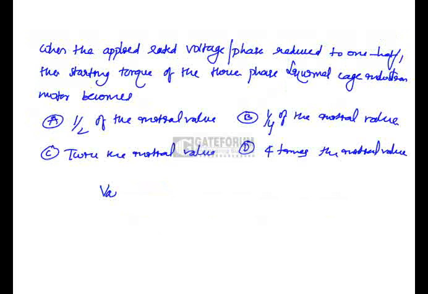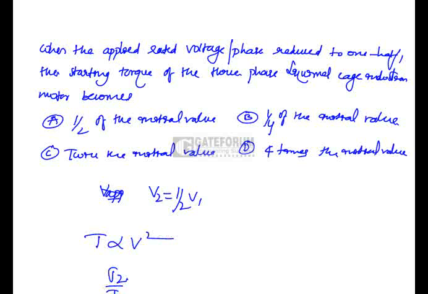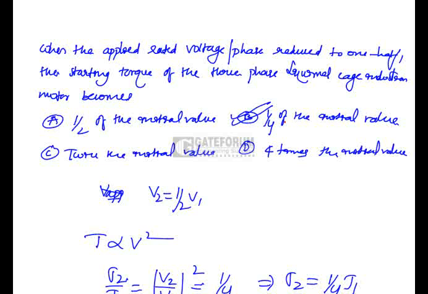Rated voltage per phase reduced to 1/2. That means V applied, or you can say V2, is equal to 1 by 2 times of V1. The starting torque of the 3-phase squirrel cage induction motor becomes, okay, torque is directly proportional to applied voltage V square. So what is T2 by T1? T2 by T1 is equal to V2 by V1 whole square. So this is equal to 1 by 4. What do you mean by that? Torque 2 is equal to 1 by 4 times of torque 1. Okay, so option B is correct, since it will be reduced to 1 by 4 times of the initial value T1.